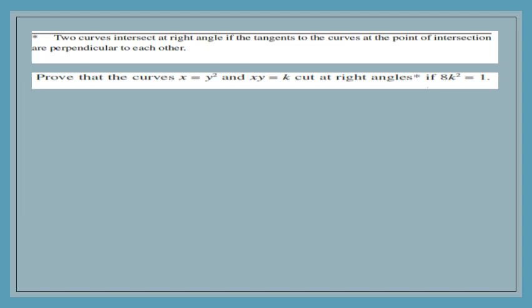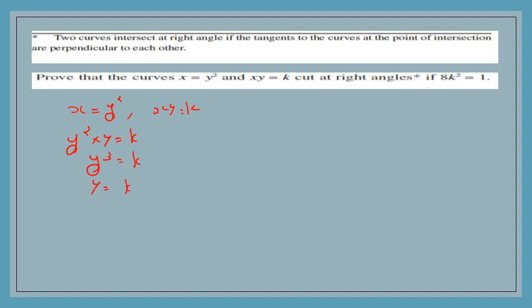Prove that the curves x is equal to y squared and xy is equal to k cut at right angle if 8k squared is equal to 1. So what you have to take? x is equal to y squared, xy is equal to k. So what you can write? y squared into y is equal to k. So y cube is equal to k.